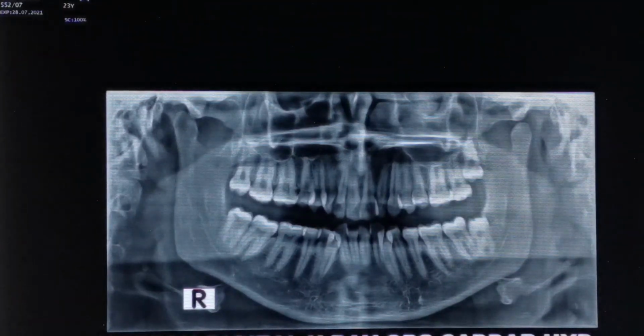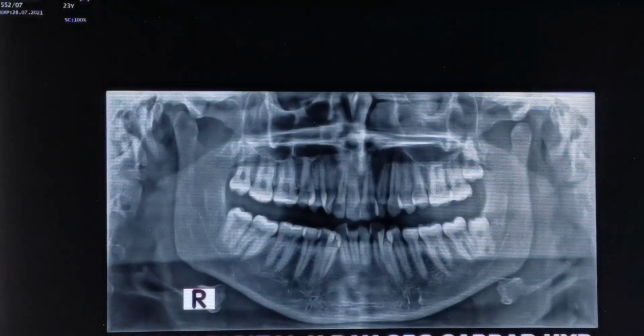Apart from infections, we can see any kind of tumors which are present, any kind of cysts which are present around the mandible region, or any region of this OPG. We can see any kind of cyst.